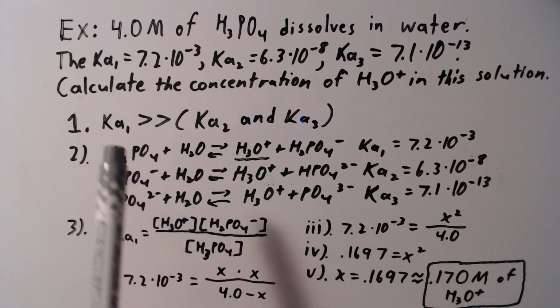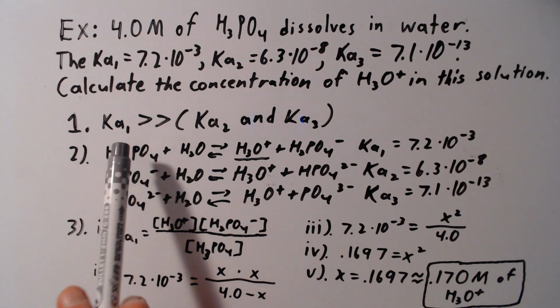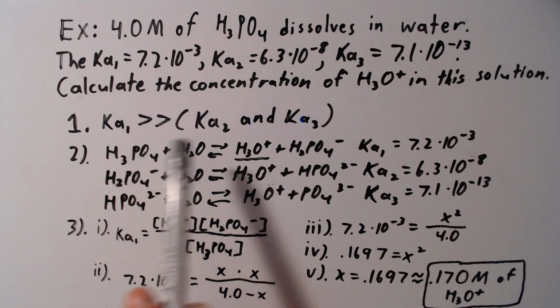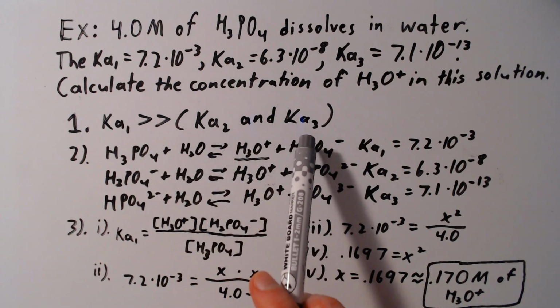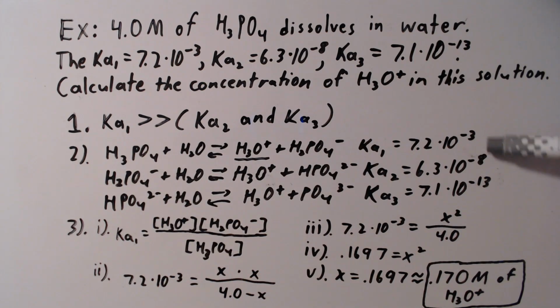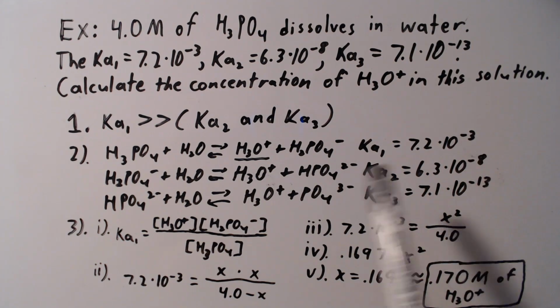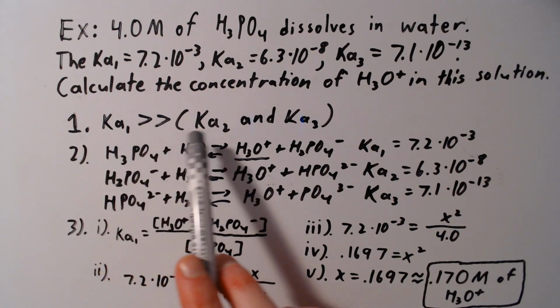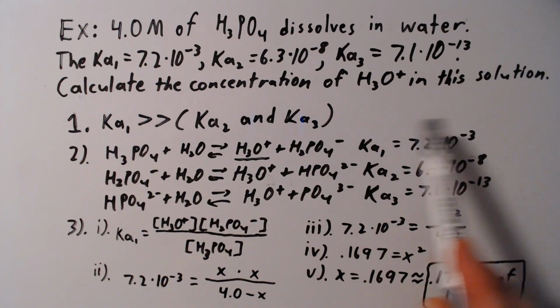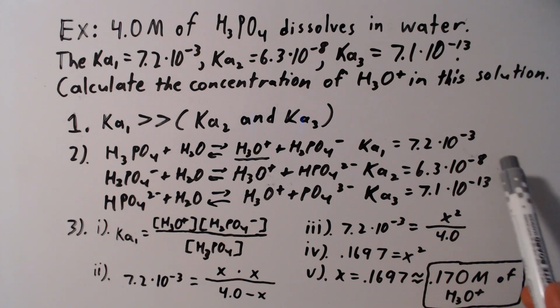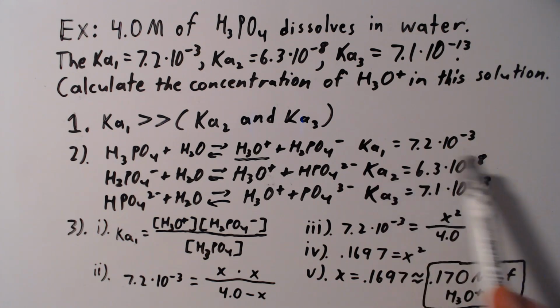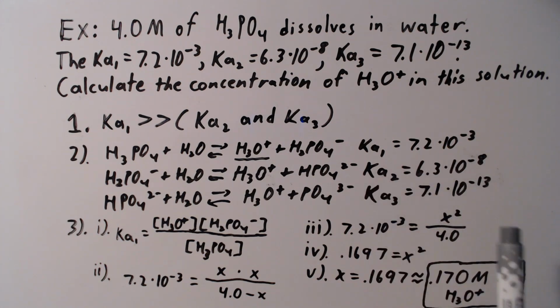We also have to notice that the Ka1 is much, much greater than the Ka2 and the Ka3. In fact, as you can see here, the Ka1 is 5 orders of magnitude greater than the Ka2, and the Ka2 is another 5 orders of magnitude greater than the Ka3. So essentially the Ka1 is much greater than Ka2 and Ka3. You see, the 7.2 times 10 to the negative 3 is much greater than these two other values. So it's so much greater.